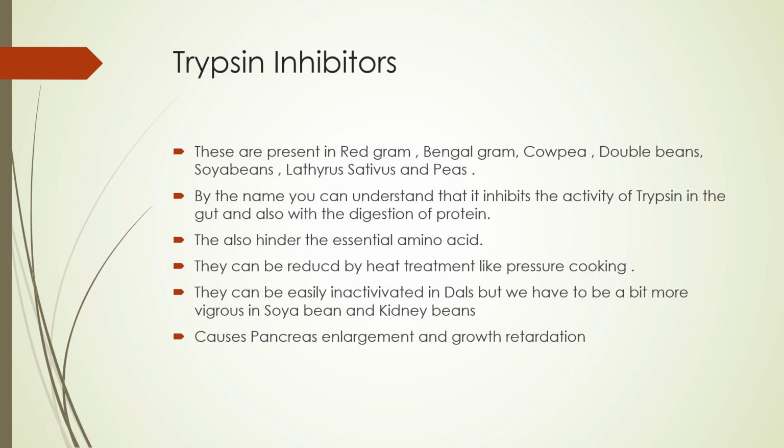So you can understand that this can be really tiny, and it's inhibiting just trypsin in your body, but it can cause pancreas enlargement and growth retardation. By the name, it inhibits trypsin's work in your gut. Also, it hinders absorption of essential amino acids. It can be reduced by heat treatment like pressure cooking. So if you're making dal at home in a pressure cooker, very good, continue doing that. But if you're making soya bean or kidney beans, boil it or do the heat treatment for a very long duration so that you can inactivate trypsin inhibitor in it.